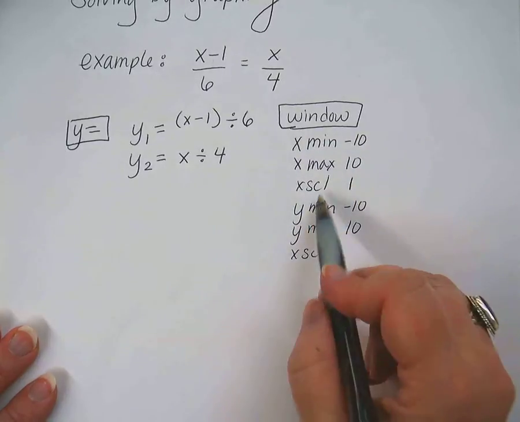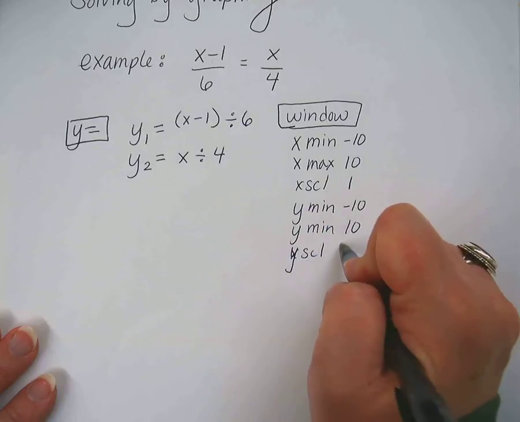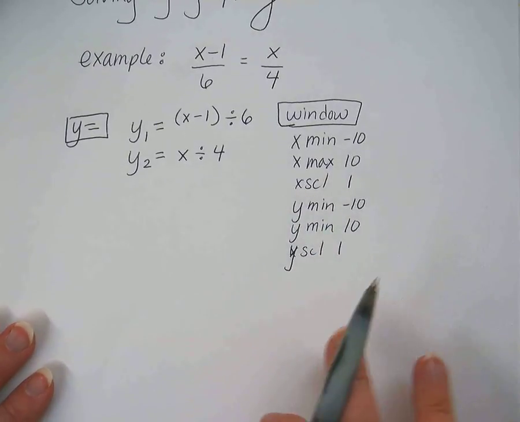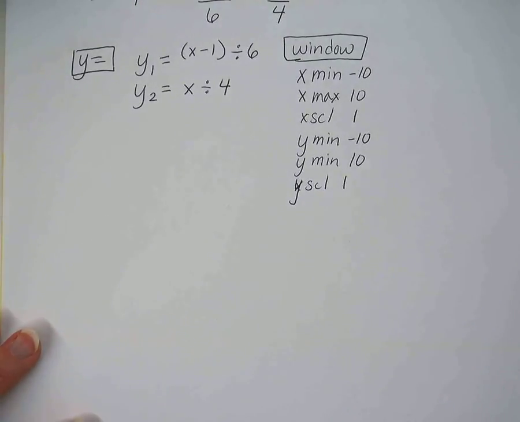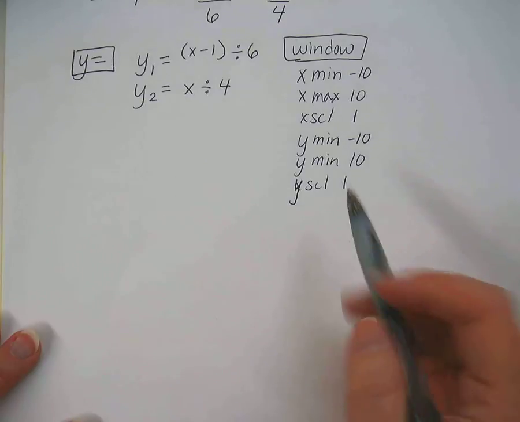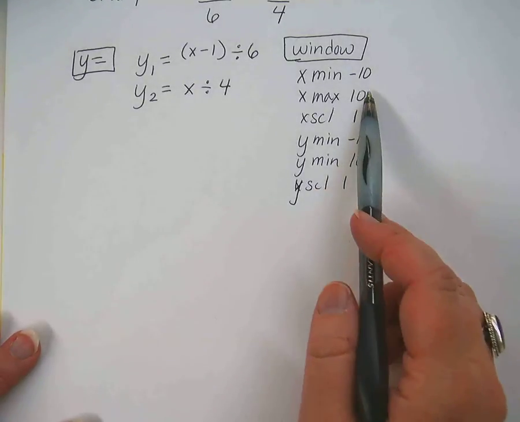This scale, x scale and y scale, what those mean is it adjusts how many marks it puts across your screen so you can see where the little tick marks are. This means that there will be one for every unit. Okay?